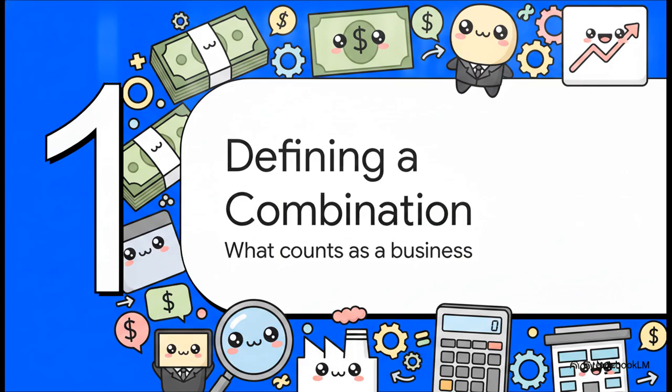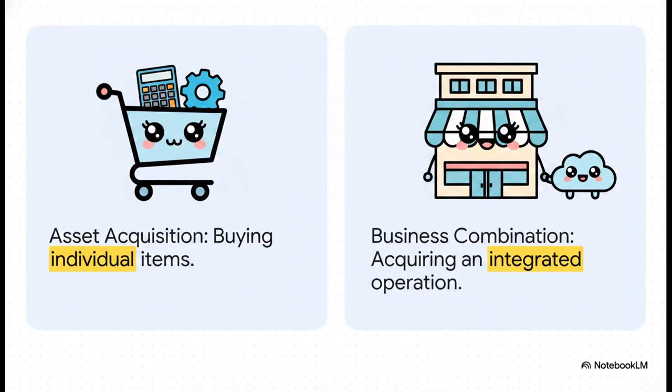All right, let's kick things off with Section 1, Defining a Business Combination. Before we can even think about applying the accounting rules, we've got to establish the scope and make absolutely sure we actually bought a fully functioning business. Think of it like a corporate shopping cart. Buying individual assets is just picking up loose items off the shelf, but a business combination is acquiring the whole operating store.